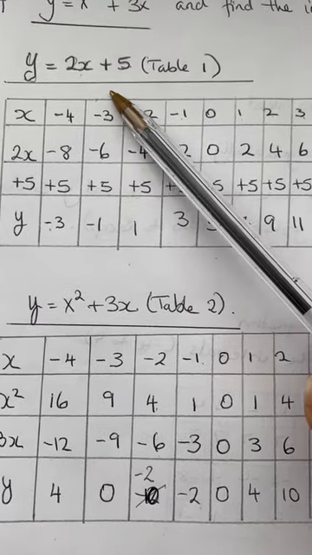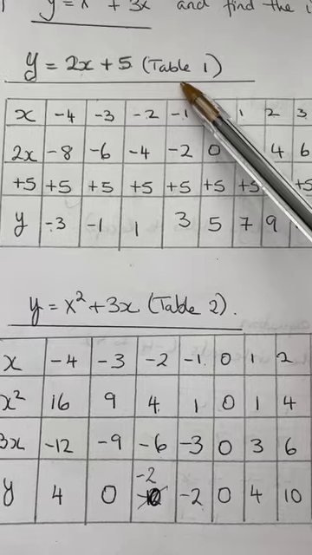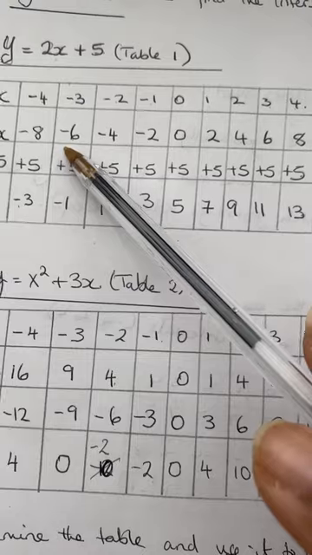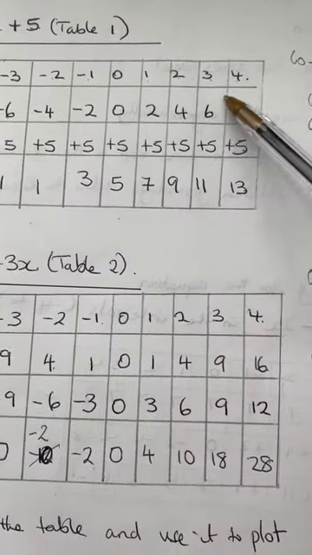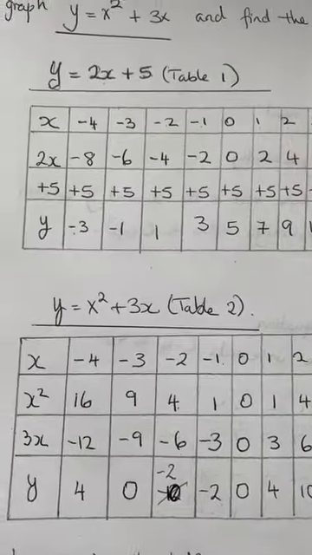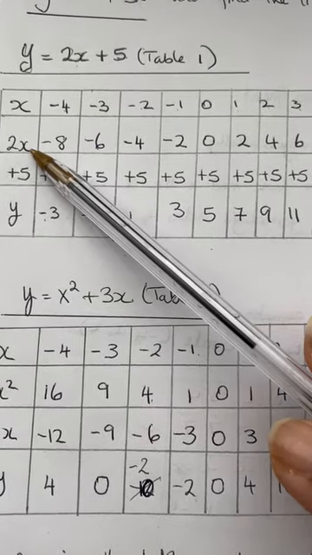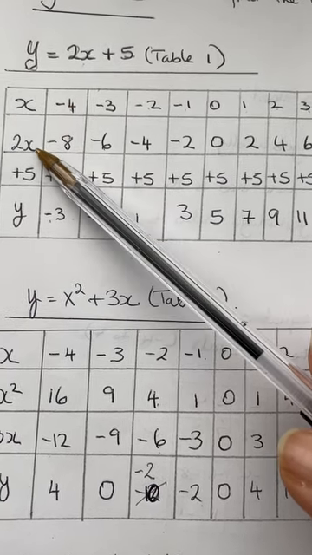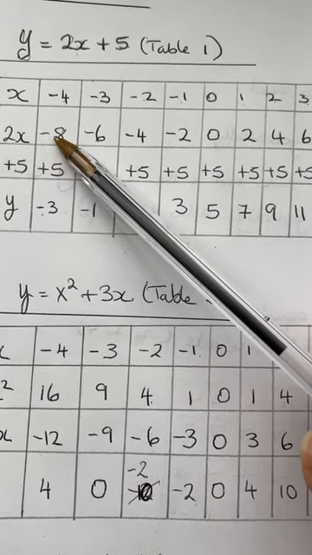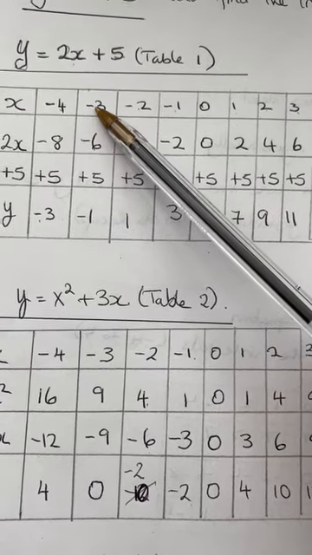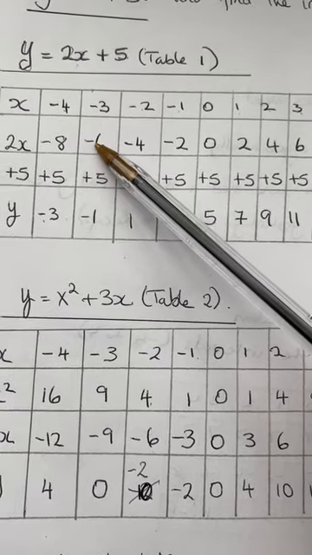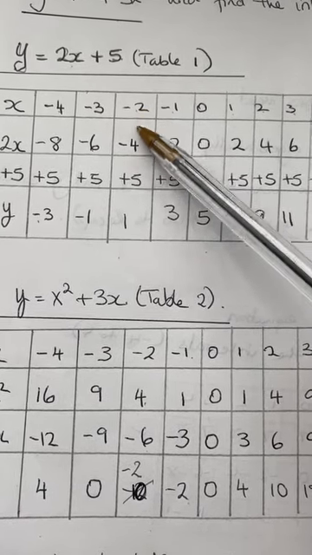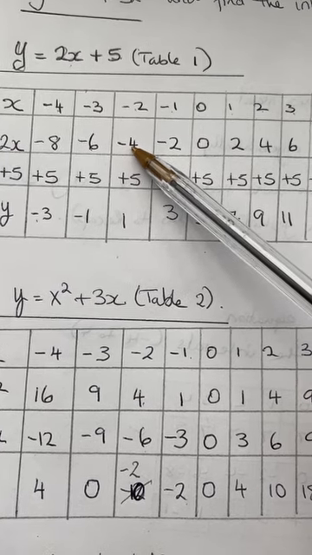So let's look at the table for y equals 2x plus 5. Again, as we did in the starter, x values are from minus 4 to 4. Now 2x, so we find 2x. When x is minus 4, 2x is minus 8. When x is minus 3, 2x is minus 6. When x is minus 2, 2x is minus 4.